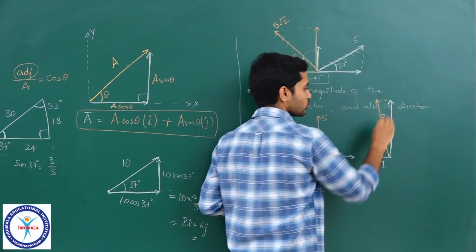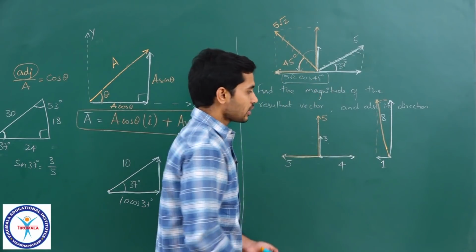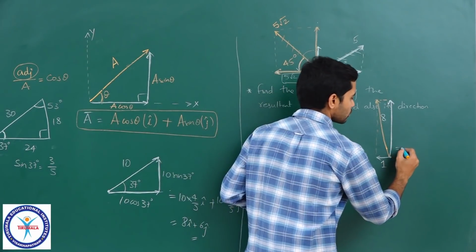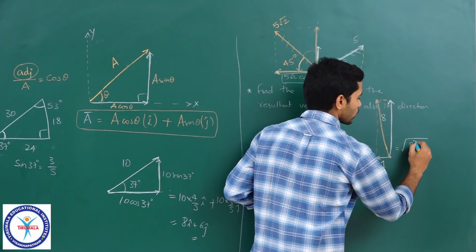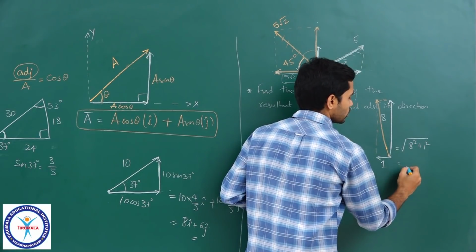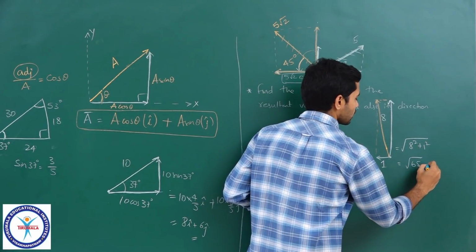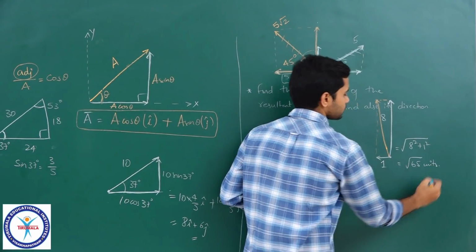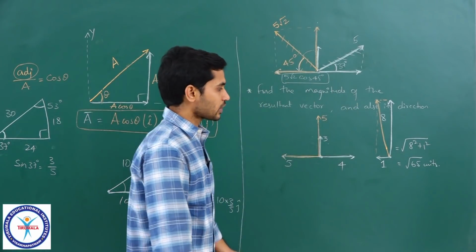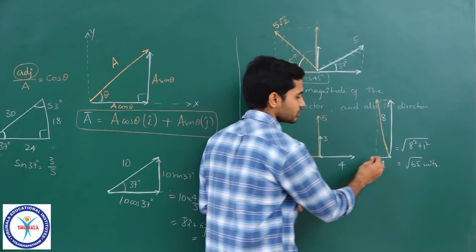Clear, students? So that would be the resultant vector. Clear? And you can easily say that the magnitude of that would be root over 8 square plus 1 square, which is root 65 units. Clear? And if you want to find the angle, it is easy to find the angle also.